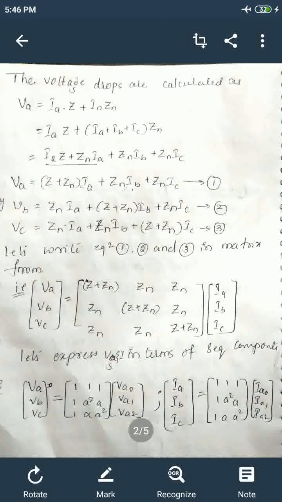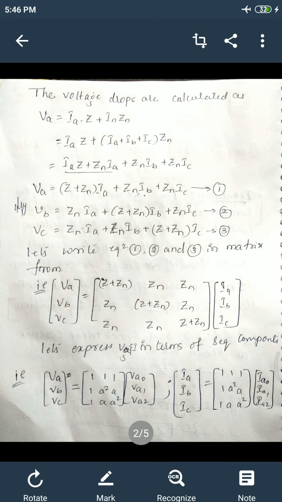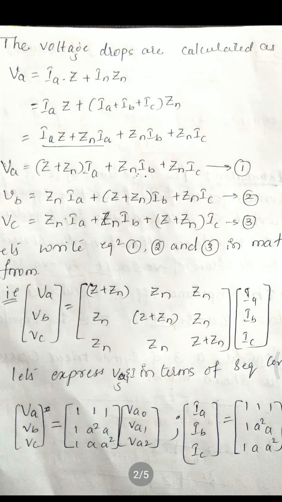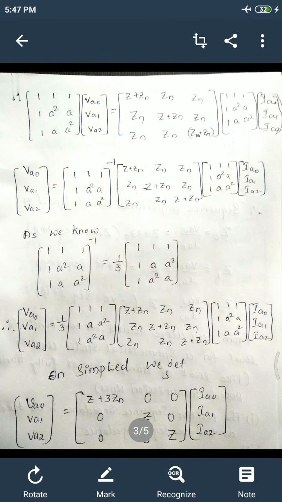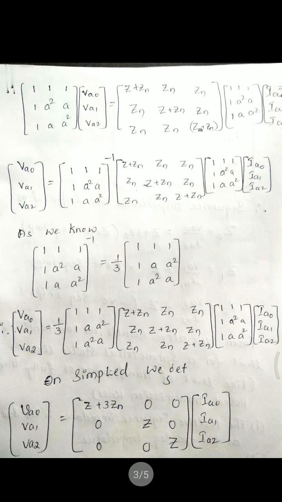Okay, in this way, right? Let's substitute these two equations in the above equation. That is, in this equation, VA, VB, VC is equal to the Z matrix into IA, IB, IC. Once you substitute, VA, VB, VC is nothing but your matrix 1 1 1, 1 a square a, 1 a a square, times VA0, VA1, VA2. Now we need to express VA0, VA1, VA2 as equal to what, and then we have to get the impedance equation in the form of sequence components.